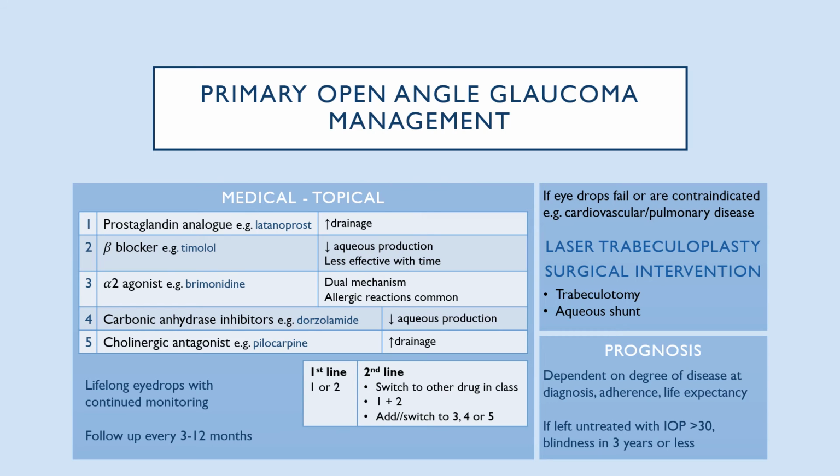So prognosis, this is usually dependent on the degree of the disease at diagnosis, adherence to treatment and life expectancy. Obviously, if a patient has a longer life expectancy, they'll be living longer with glaucoma, be having to take these eye drops for longer, and it's more likely that they will develop some form of visual field loss. If glaucoma is left untreated with an intraocular pressure of greater than 30, then it's thought that blindness will develop in 3 years or less.